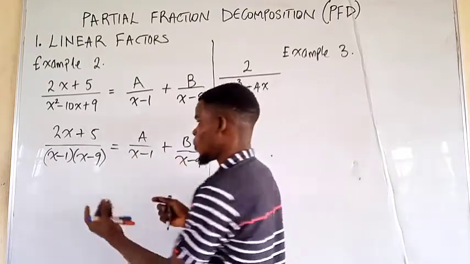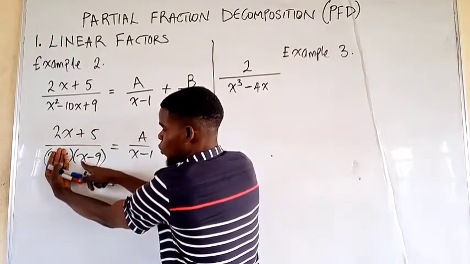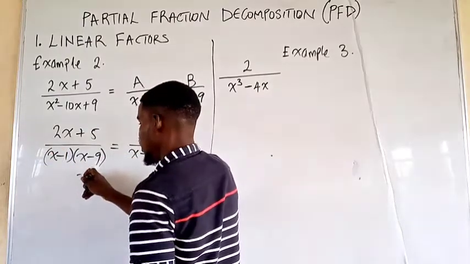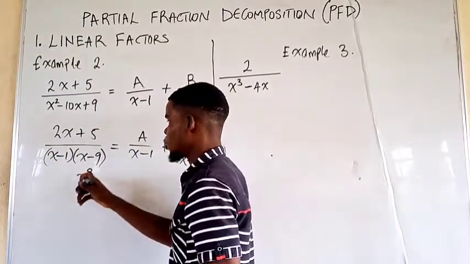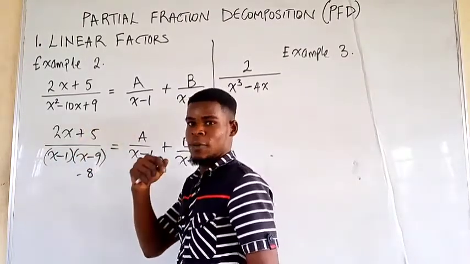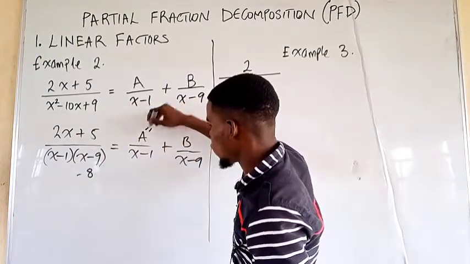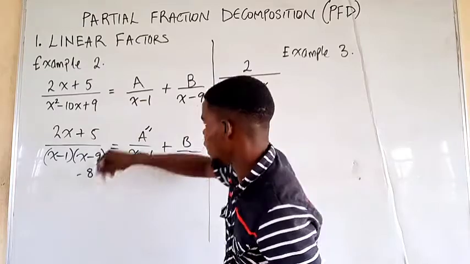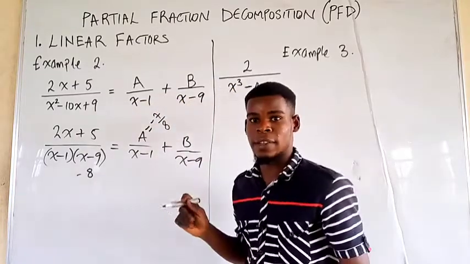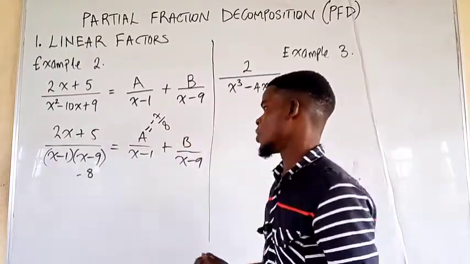So I'm going to cover up that factor, x minus 1, and plug in that 1 into the other factor. That will be 1 minus 9, that is negative 8 in the denominator. And at the top, we plug in 1 for x. We're going to have 2 times 1, that will be 2, plus 5, that is just 7. So a will be equal to 7 divided by negative 8, that is just negative 7 over 8. That is the value of a. Negative 7 over 8, I'll write it out actually.